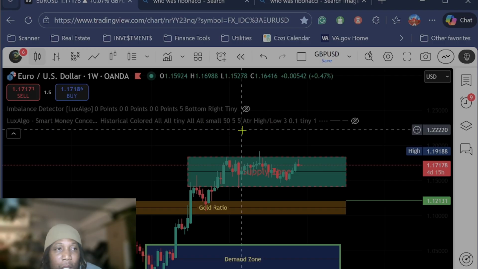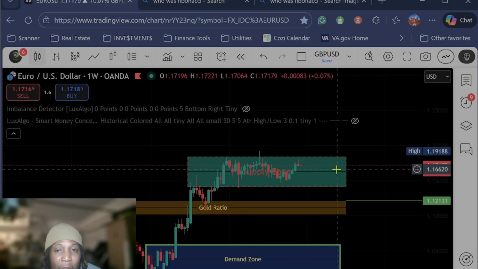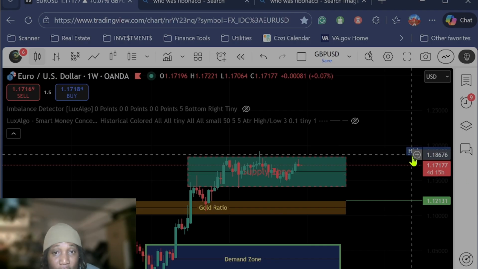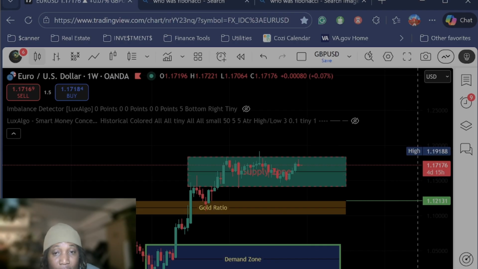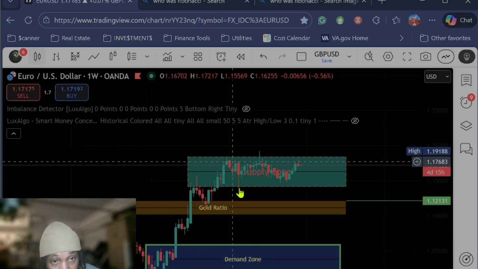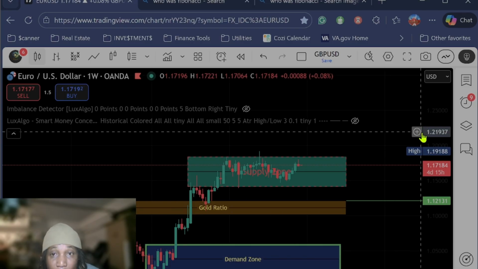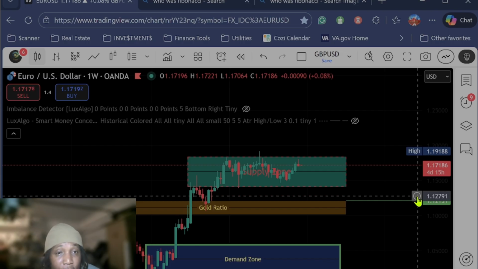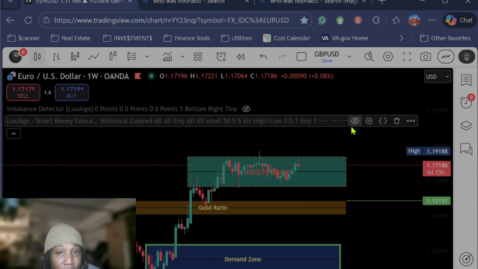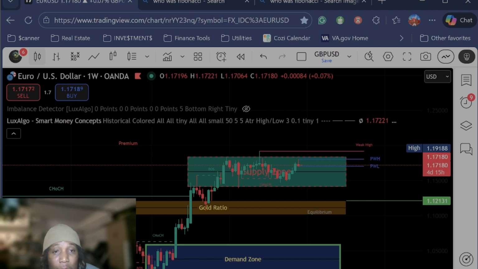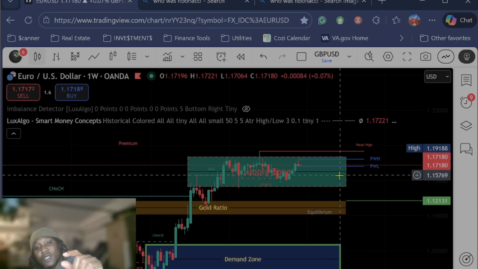Look what happened when I use these indicators. The reason why I like these indicators is it also tells me the high and the low. This is the low of this range, this is the lowest the price got, and this is the highest the price got for that range. When I use the smart money concept indicator, look what happened. It tells me the previous week's high, which is up here, and then it's telling me the previous week's low. But if you notice, it's only focusing on one candle.